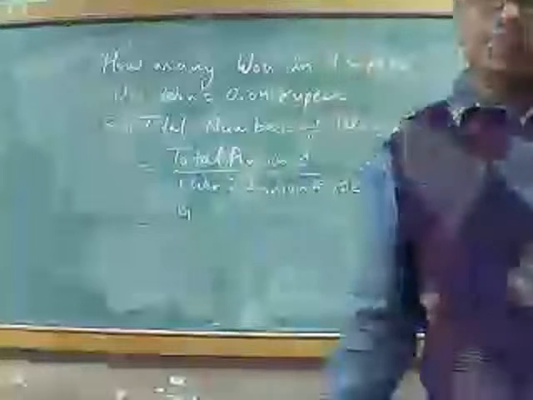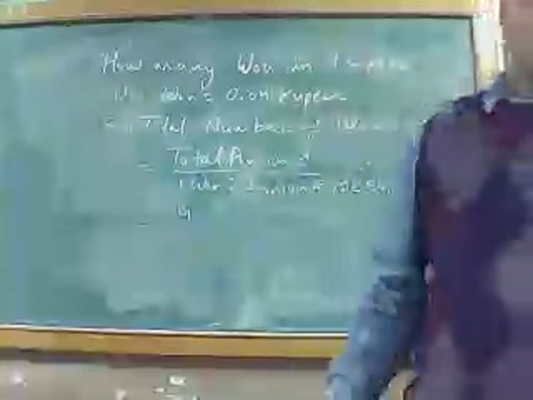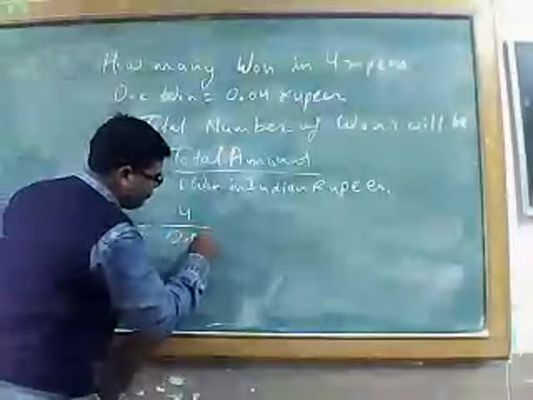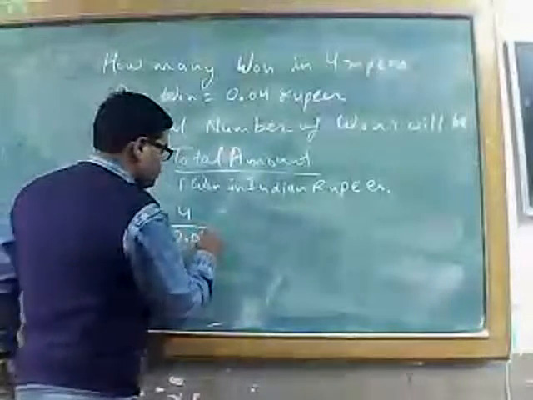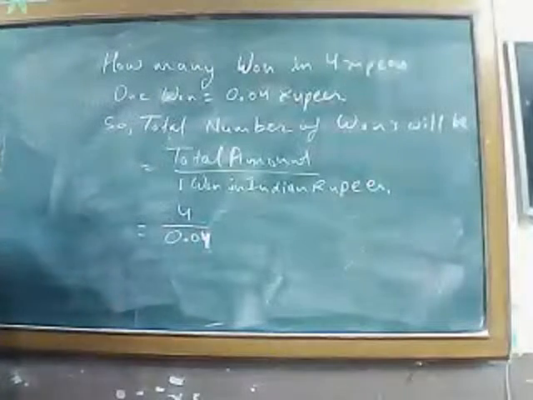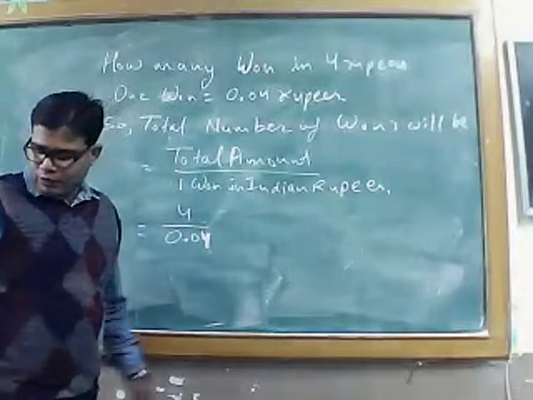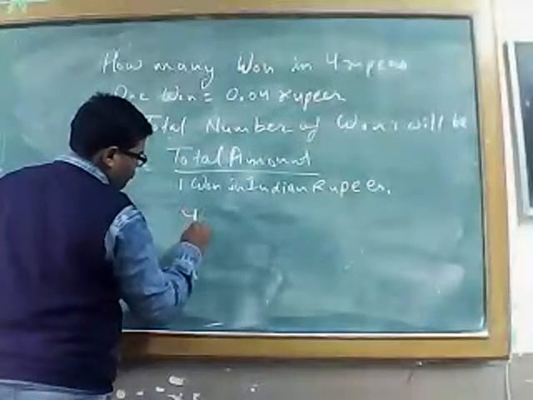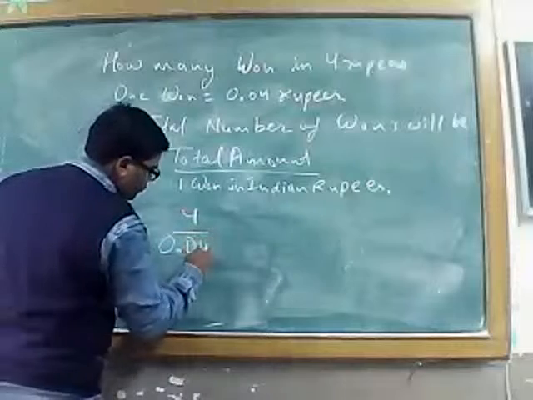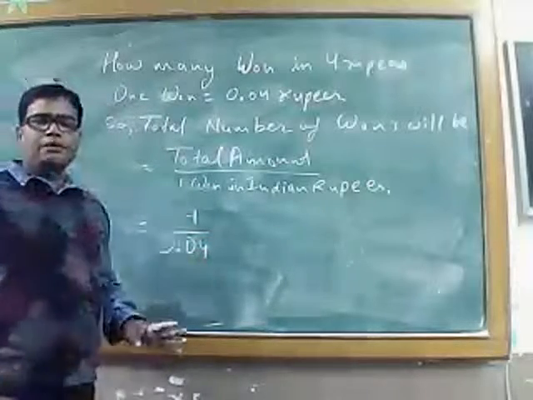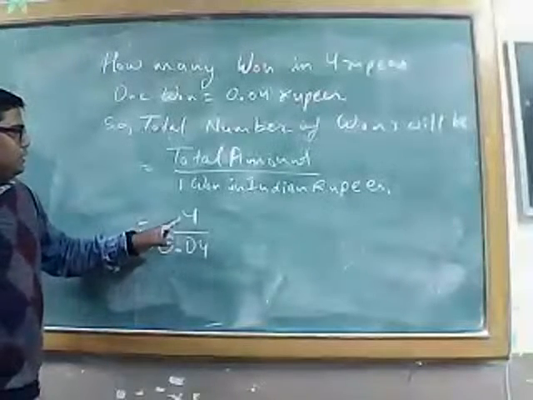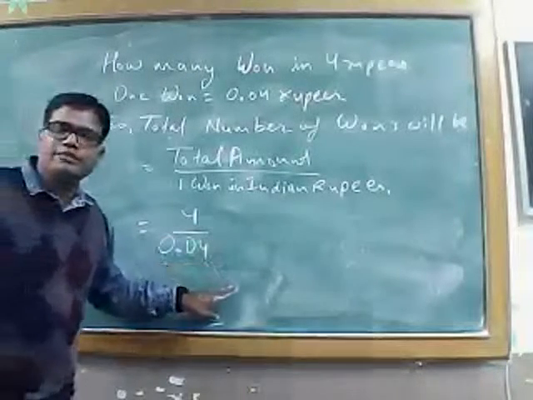Okay, total rupees are 4, so we have written here 4, and 1 won is equal to 0.04. That means we have to divide this 4 by 0.04. Now to divide this number, let me make it a bit bigger so that you can see it clearly. 4 divided by 0.04. Okay, children, to divide this we need only one thing, and that is that somehow we remove the decimal from the bottom.